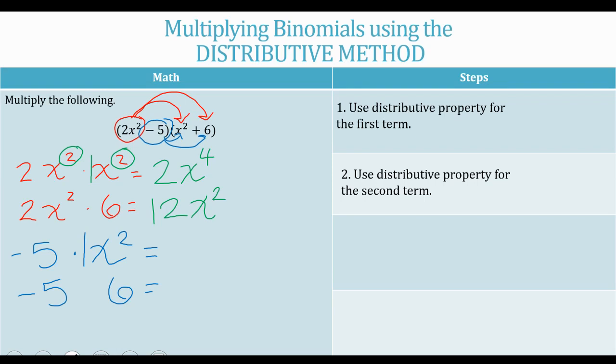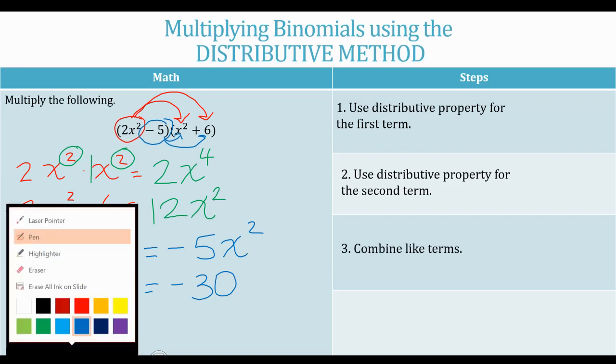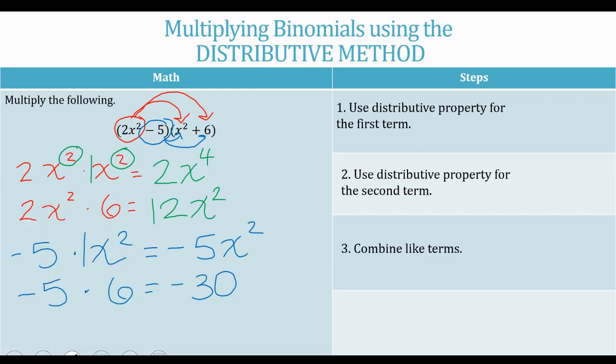If you want, put that invisible coefficient. Now, negative 5 times 1 gives us negative 5. We don't have any variables to add, so I'm going to just put x squared here. And then negative 5 times 6 gives us negative 30. Third step, just like what we did before, identify and combine your like terms.